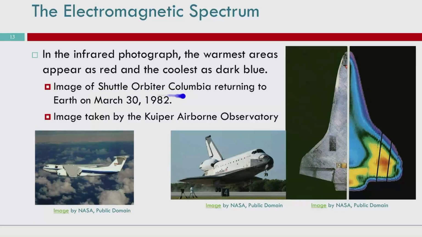This is an image of the shuttle orbiter Columbia returning to Earth in 1982. So here's the shuttle orbiter Columbia, and then here's the picture that was taken of it. The left side is just a regular picture, the right side is the infrared, and usually the way that these things work is they're color mapped to visible light. So the red spots are going to be the hottest, and the violet is going to be the coldest, and the color gradient in between.